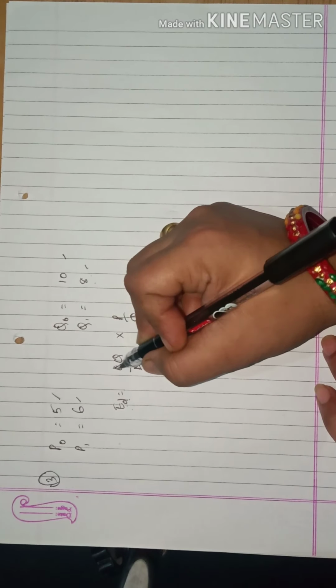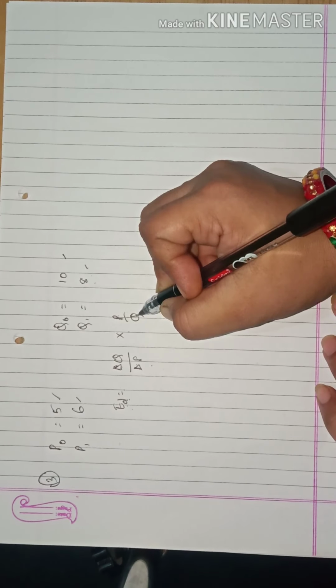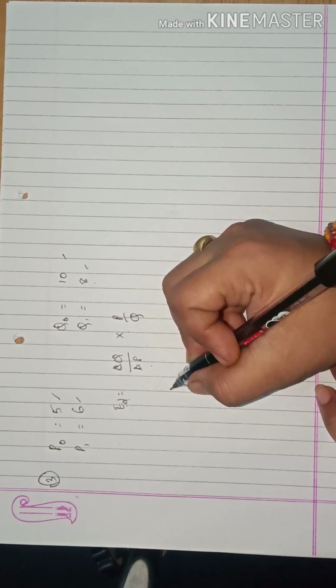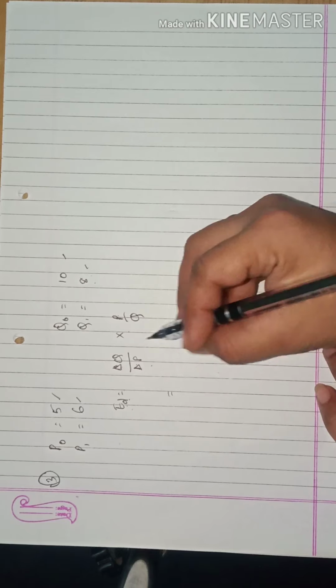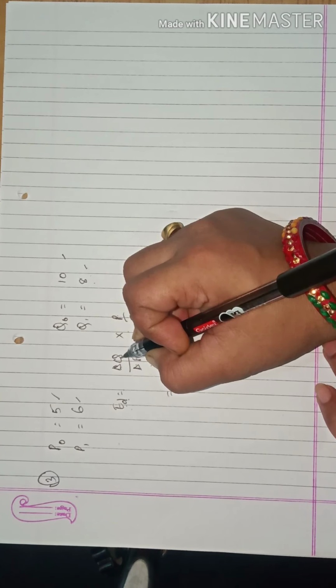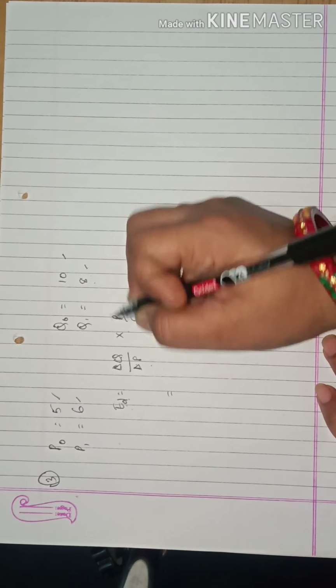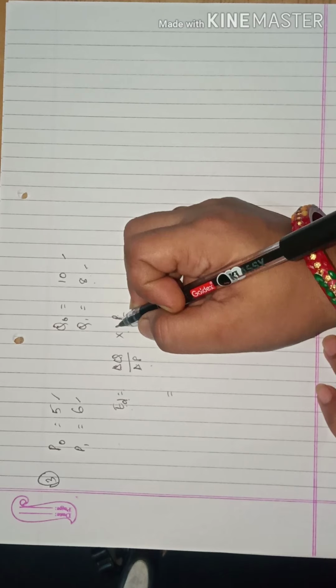Now I'll say change in quantity upon change in price into price upon quantity. This formula I have already explained in my previous videos. Now, what is my change in quantity? Do remember, here we will ignore all negative signs. We will not take negative signs into consideration.